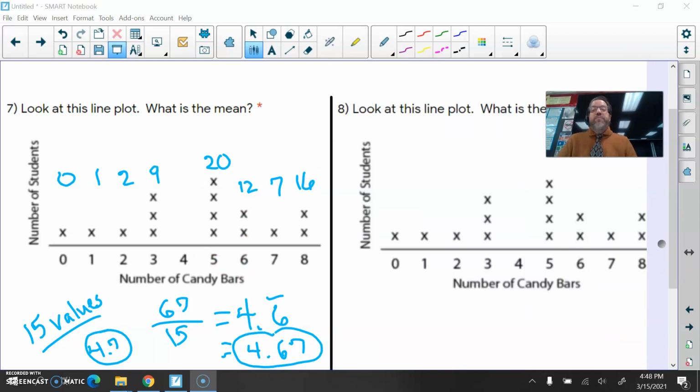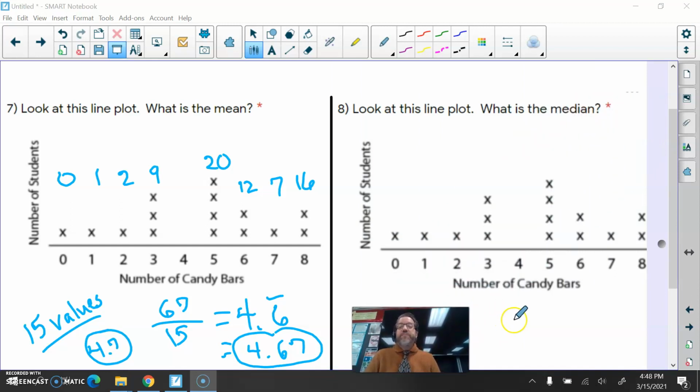All right, same line plot, but now I want to find the median. Okay, so the median is the one that's right in the middle. We have 15 numbers here. If you cut that in half, that means half of that would be, well, 7 to the left, 7 to the right of it. 1, 2, 3, 4, 5, 6, 7. So this value right here must be my median.